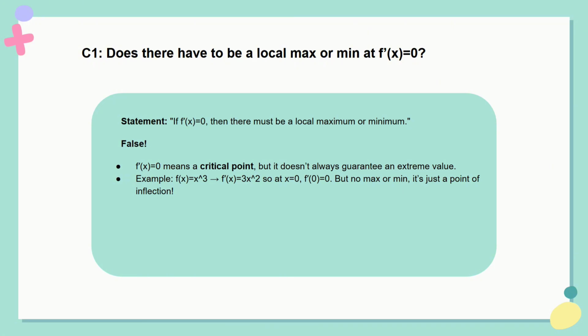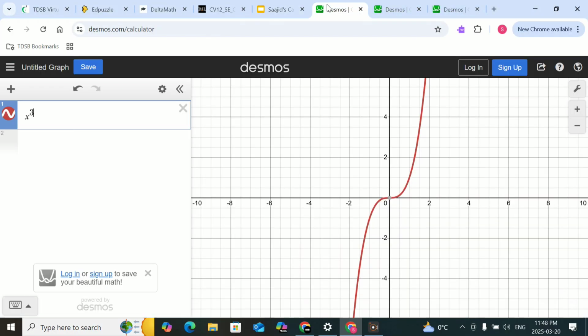Example, for f of x is equal to x cubed, f prime of x is equal to 3x squared. So when x is equal to 0, f prime is equal to 0. But there is no max or min, it's just a point of inflection. So let's take a look at this. Here's x cubed. So the derivative of x cubed will be 3x squared. At x is equal to 0, f prime is also equal to 0. But there is no max or min, it's just a point of inflection.